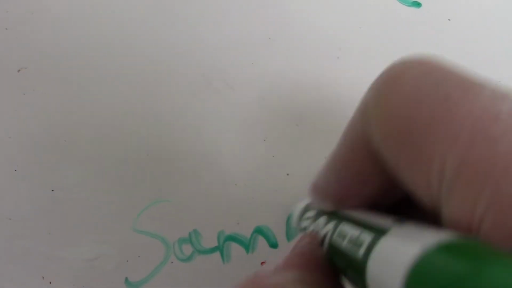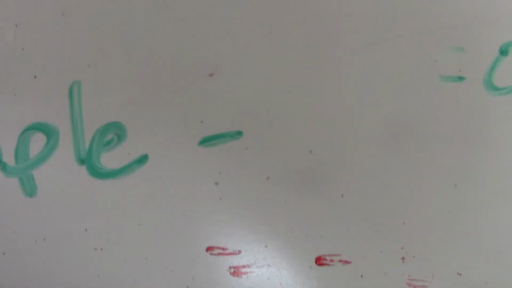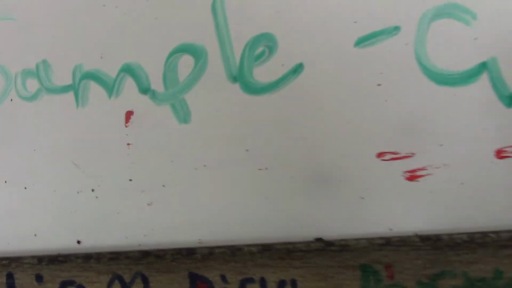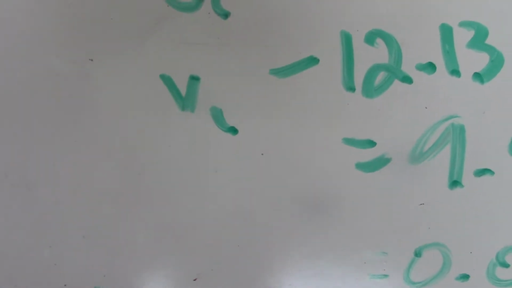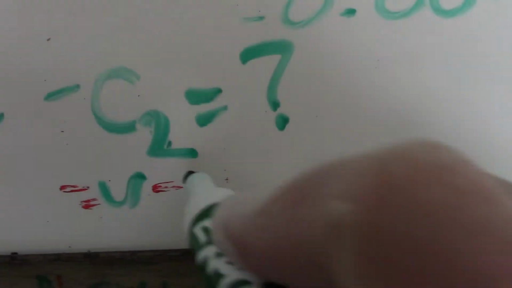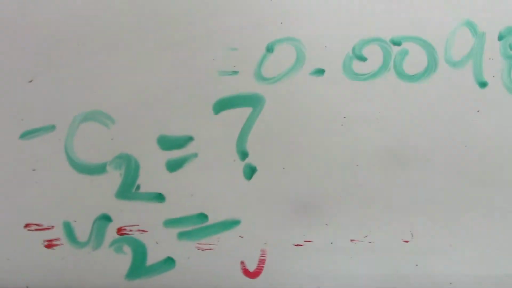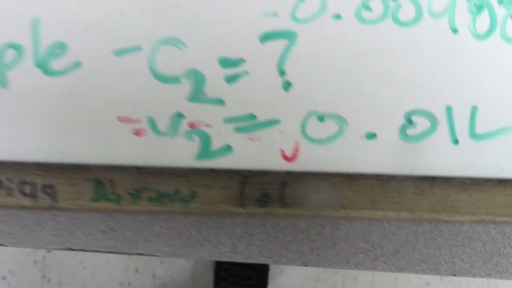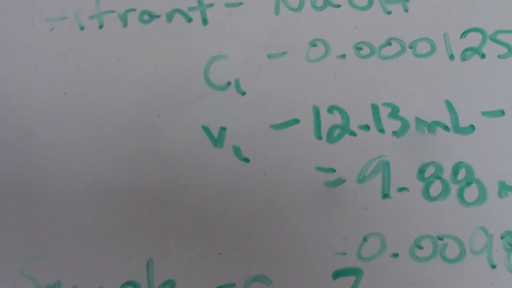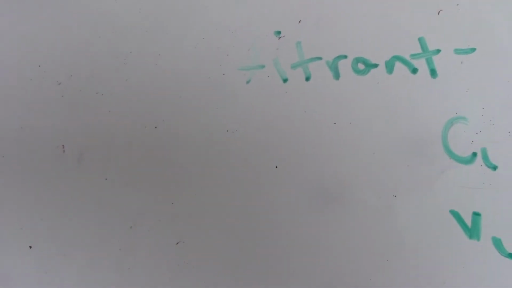All right, now if I look at the sample, which is the water sample, the concentration we don't know. That's what we're trying to find. Okay, but my volume is 10 mL, and it's always usually 10 mL in a sample. Okay, and then we do our math, and let's solve for the concentration of hydronium.